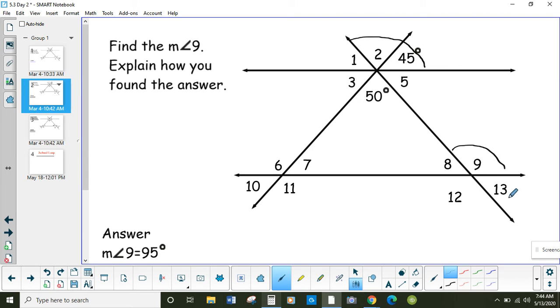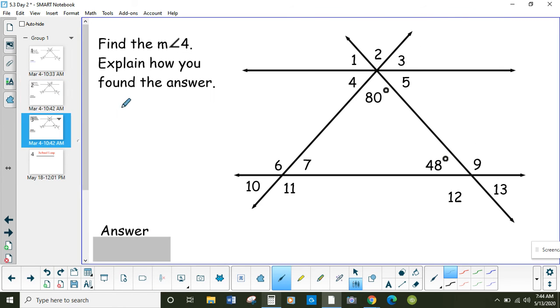So if you could just figure out what angle 2 is and add it to 45, you'd get that as well. Well, angle 2 is vertical to 50. So angle 2 is 50. So 50 plus 45 is 95. That's another way to get our answer. And yes, we can keep going. There's other ways to do it, but I think two is plenty.